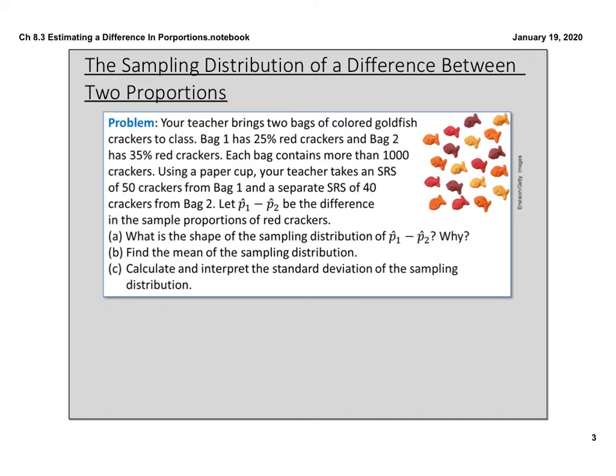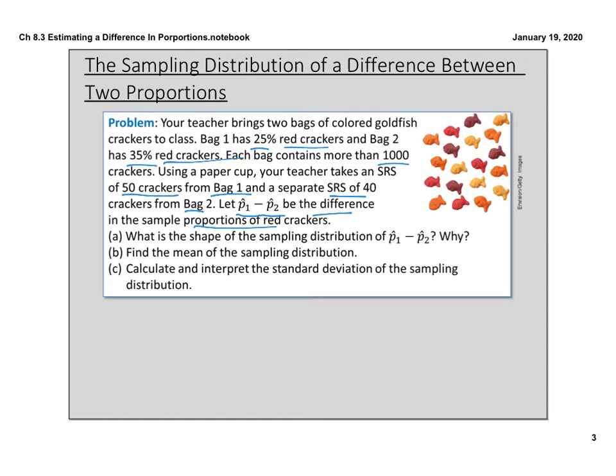So in this question, we're just going to practice meeting the conditions and putting the mean and the standard deviation together. So it says your teacher brings 2 bags of colored goldfish crackers to class. Bag number 1 has 25% red crackers in it. Bag number 2 has 35% red crackers in it. Each bag contains 1,000 crackers. Using a paper cup, your teacher takes a simple random sample of 50 crackers from bag 1, and a separate SRS of 40 crackers from bag 2. Let p hat 1 minus p hat 2 be the difference in the sample proportions of the red crackers.